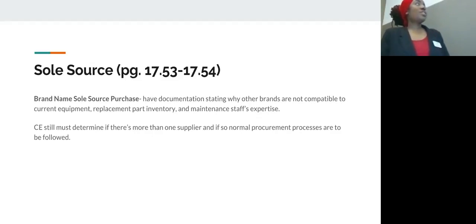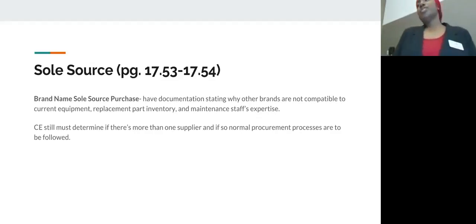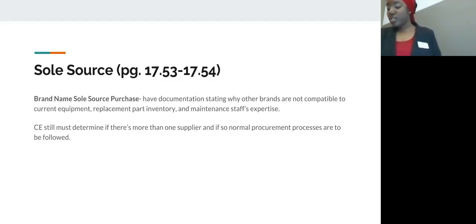However, you really want to make sure you determine whether there is more than one supplier, and if so, that you follow the normal procurement procedures. It's just one of those things to keep in mind. Even if the CE meets the brand name sole source purchase criteria listed above, if there are multiple suppliers, you still follow your normal procurement procedures in awarding a contract, and all that goes back to TDA.